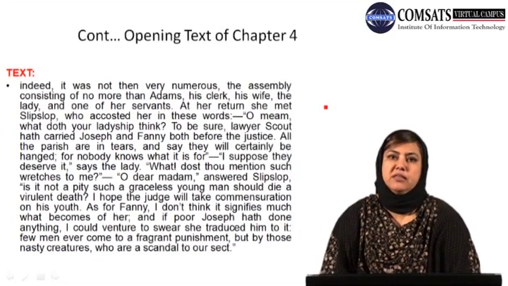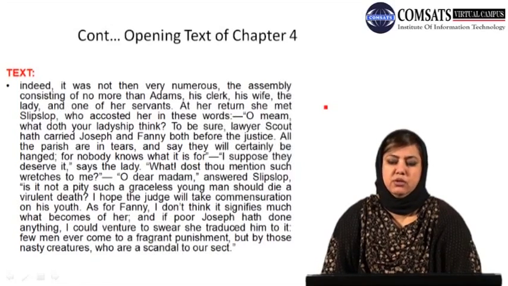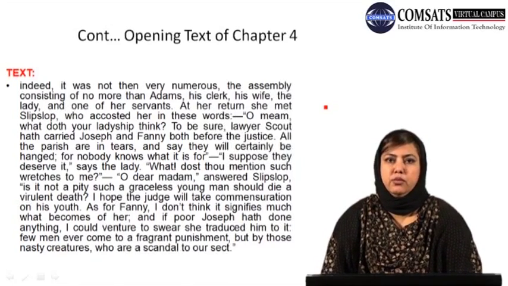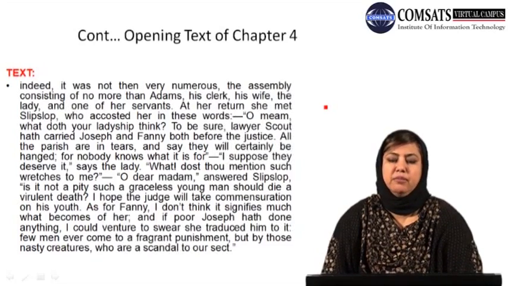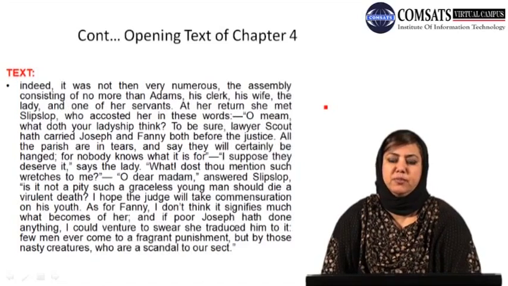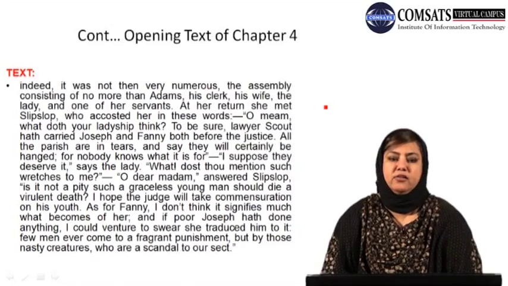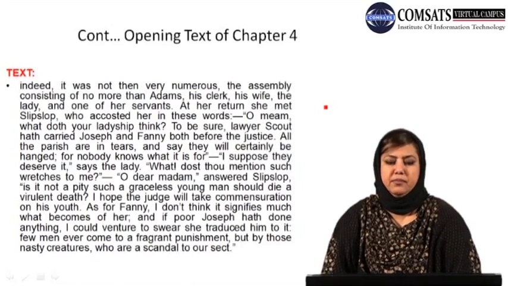Well, with reference to this part of the text, there are a few important things to be noticed. Number one, the language of Slipslop. She uses heavy, thick, difficult words, and she always uses them wrong. Here again, incorrect language use can be immediately noticed. For example, if you look at the very bottom of the slide, the use of "to a fragrant punishment." What she maybe wants to say is "to a flagrant punishment." But the confidence with which she uses language in an incorrect way is a characteristic of Slipslop.